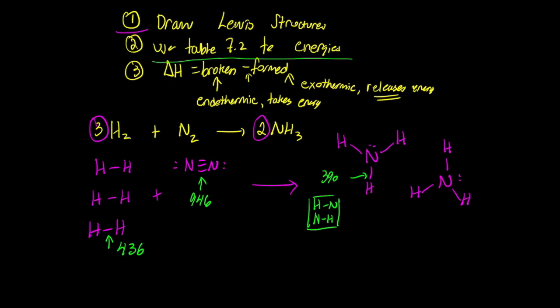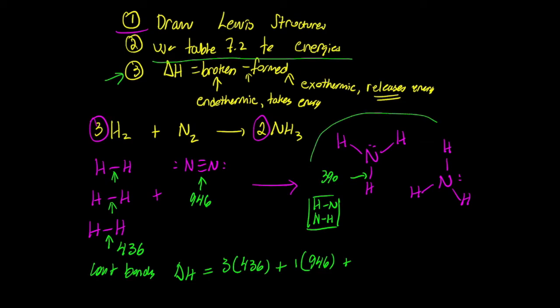All right. Now this is where you ignore the coefficients, like these circled 3 and 2 in this balanced chemical equation. This is where you need to count bonds. So in step 3, we need to count bonds. All right. So the delta H for this reaction is the bonds broken. You see, we have 3 of these bonds. So we have 3 times 436. Okay. We have 1 of those bonds, 946.